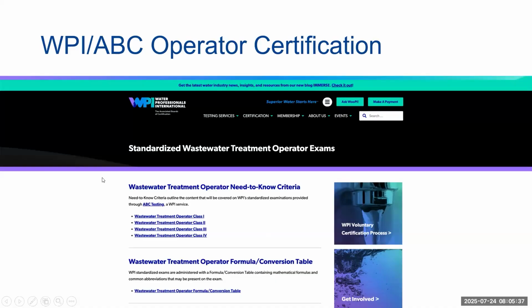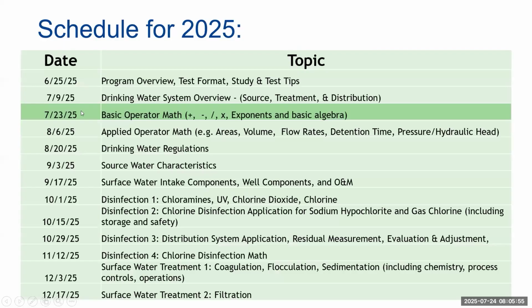Here's our schedule for the water track for 2025. Today we're on the third course out of 26, I believe it is, classes. This is basic operator math. The next class in this course is going to be applied operator math. So we're going to be investigating areas, volume, potentially getting into flow rates and detention time, and pressure if we have time for that. So keep an eye out for that one as well. It'll build off of what we're doing today.